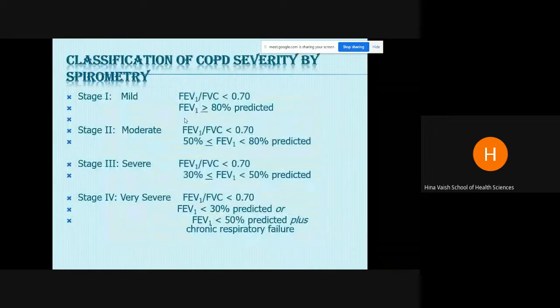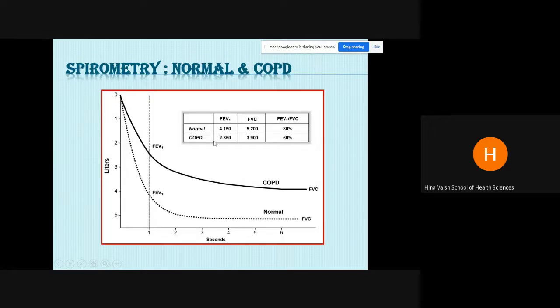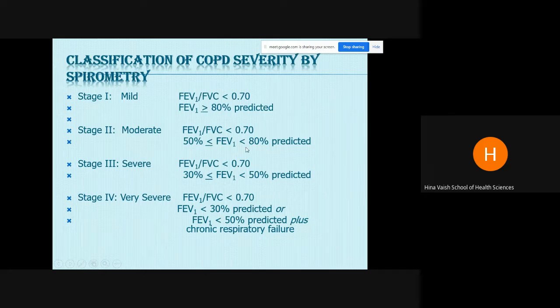Now if you see the severity, you will say it is mild when the FEV1 is greater than 80%, moderate when FEV1 is between 50 to 80%, and severe when it is between 30 to 50%. Fine. So that is the severe category. Here in this case, this is in the moderate stage because the FEV1 is between 50 to 80%.